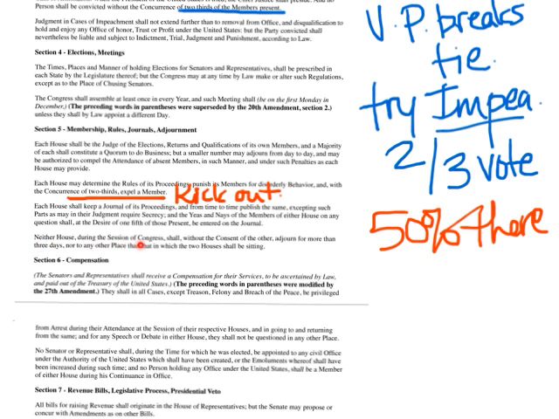Neither house during the session of Congress shall, without consent of the other, adjourn for more than 3 days, nor to any other place than that in which the two houses shall be sitting. So they can't break up their meetings. If one house is meeting, if it's during a session of Congress, both groups have to be working. They can't have a break of more than 3 days. They can have a weekend, I guess, but not more than that.